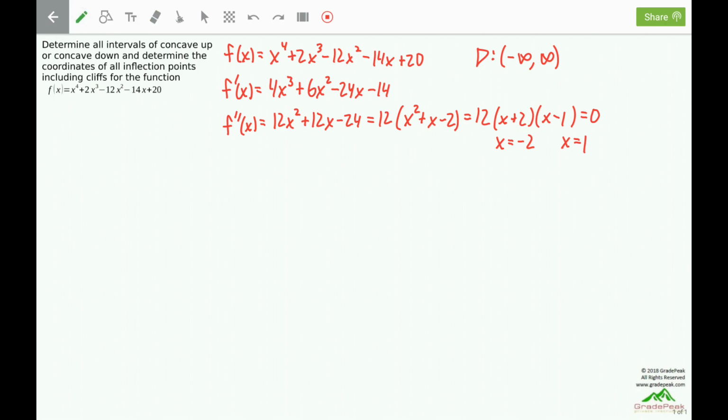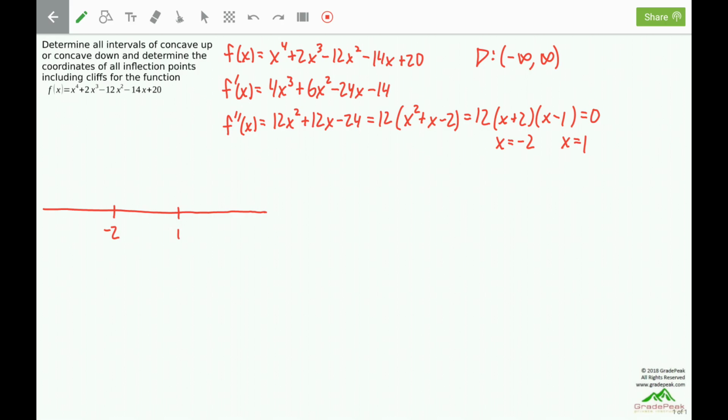We can now draw a domain line, a line representing the domain. The domain has no left end because it begins at negative infinity, and no right end because it ends at positive infinity. We can put all candidate numbers on the domain line in order. We have x equals negative 2, and then x equals positive 1. This splits the domain interval up into 3 separate intervals. We can pick a test value in each of the intervals.